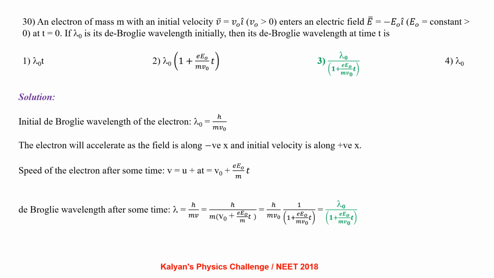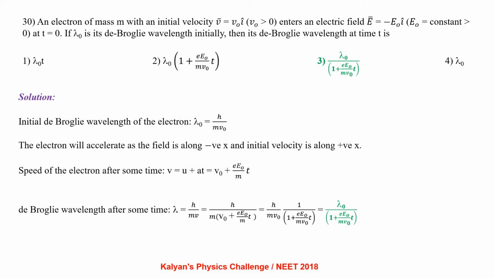An electron of mass m with an initial velocity v equal to v naught i cap, where v naught is greater than 0, enters an electric field E equal to minus E naught i cap. E naught is a constant which is greater than 0 at t equal to 0. If lambda naught is the de Broglie wavelength initially, then its de Broglie wavelength at a time t is given by initial de Broglie wavelength of the electron lambda naught equal to h by m v naught.